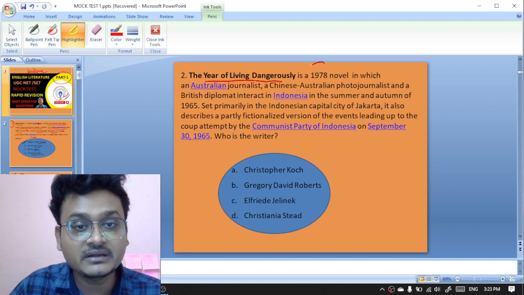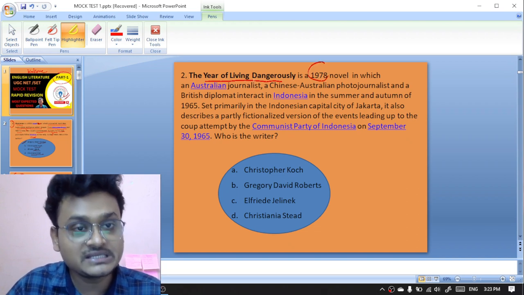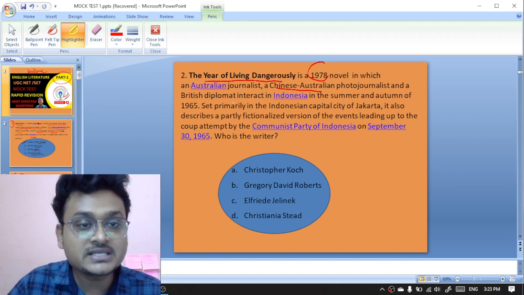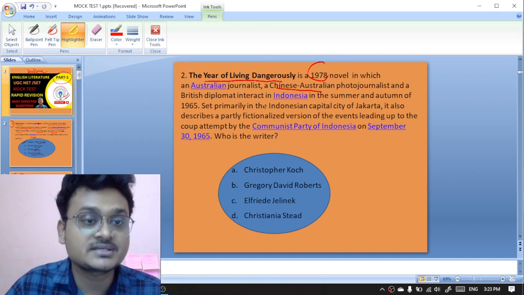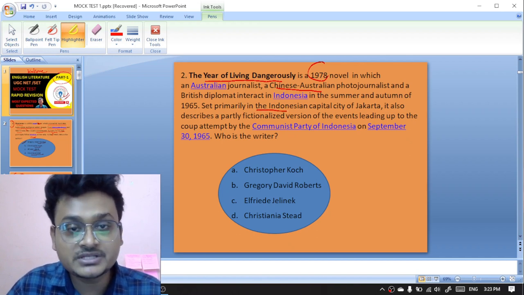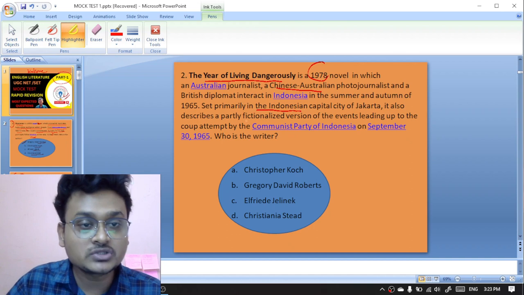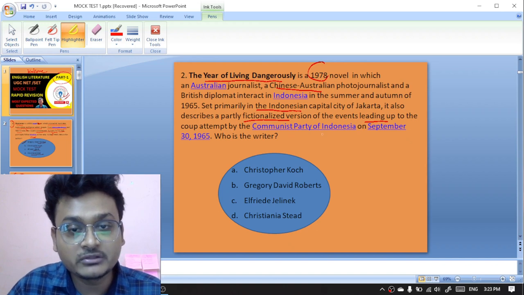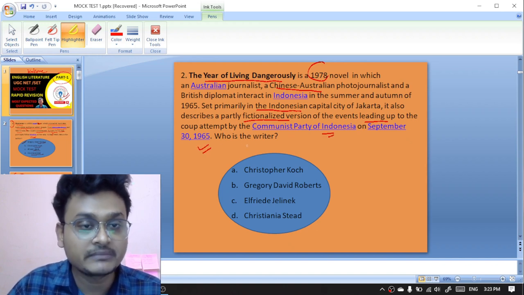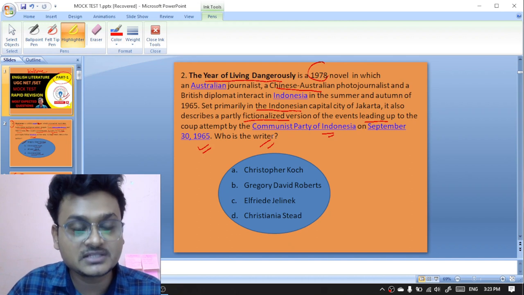The Year of Living Dangerously is a 1978 novel in which an Australian journalist, a Chinese Australian photojournalist and a British diplomat interact in Indonesia in the summer and autumn of 1965. Set primarily in the Indonesian capital city of Jakarta, it also describes a partly fictionalized version of the events leading up to the coup attempt by the Communist Party of Indonesia on September 30, 1965. Who is the writer here? Christopher Koch, Gregory David Roberts, Alfred Jelinek, Christina Stead.